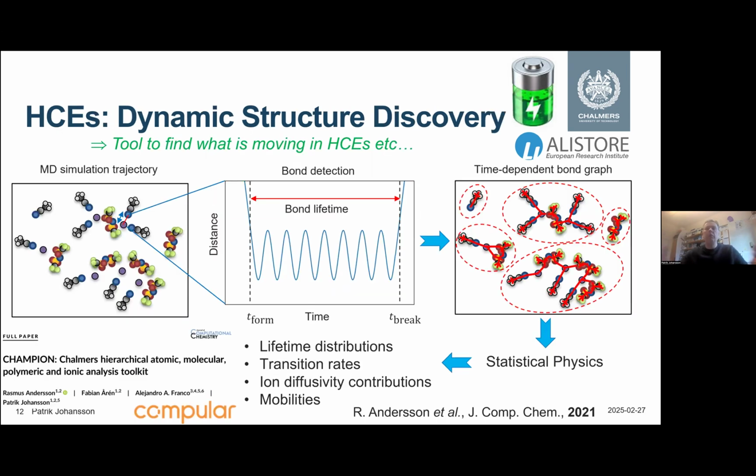But can we do something else? Well, one thing that we started to do was to really try to figure out what is actually moving in these highly concentrated electrolytes. If we have these very diverse local coordinations, and we have aggregate formation, clearly we have something other than just vehicular transport. There must be something else there to be found.